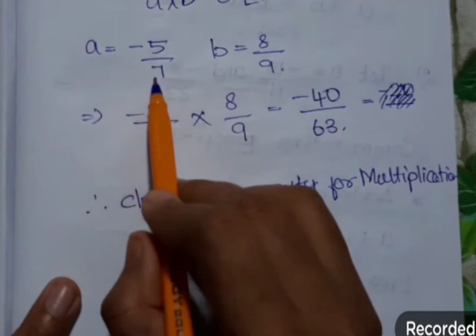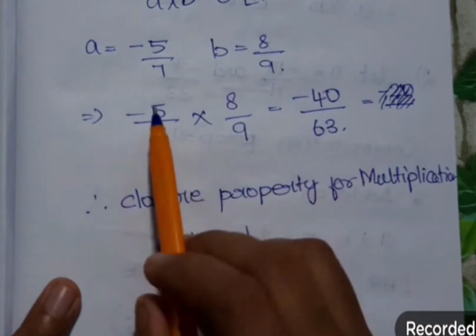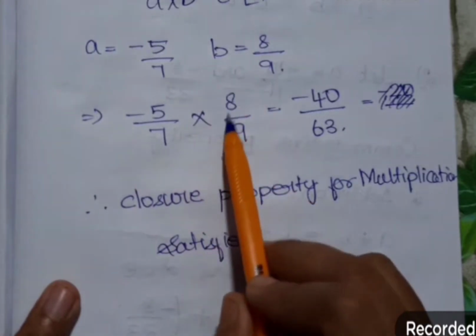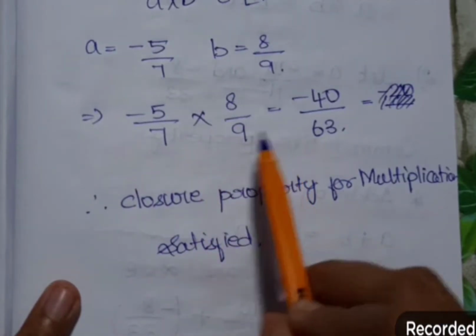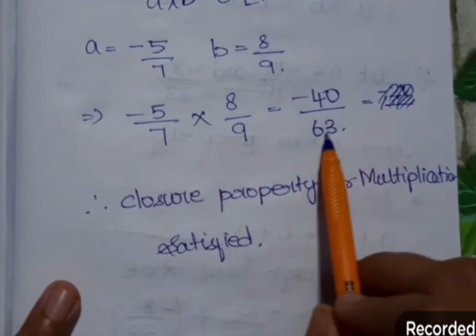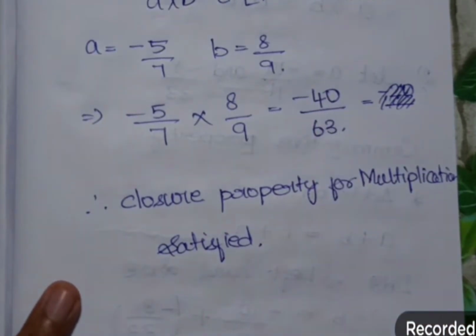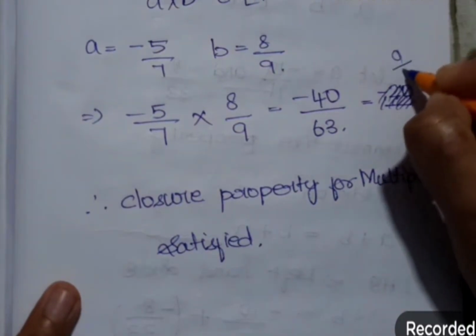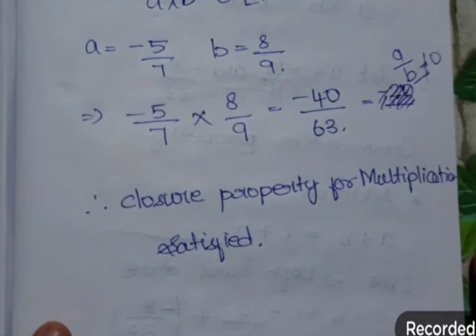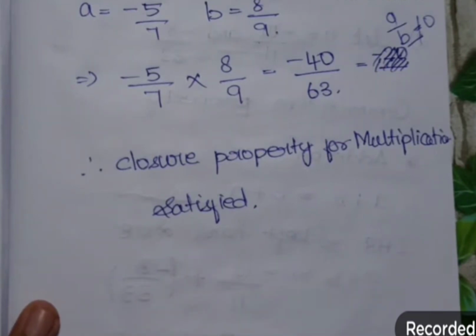So A is equal to minus 5 by 7 and B is equal to 8 by 9. Whether we are getting a rational number or not, we have to check now. So if you substitute A value into B value, there are no common factors here, you can't cancel anything. Just multiply the numerators and denominators separately. So minus 5 into 8 is minus 40, and 7 9s are 63. So the answer you are getting is minus 40 by 63. So it is also a rational number. Therefore, the closure property for multiplication is satisfied. In fractional form it is called a rational number, but the denominator is not equal to 0.